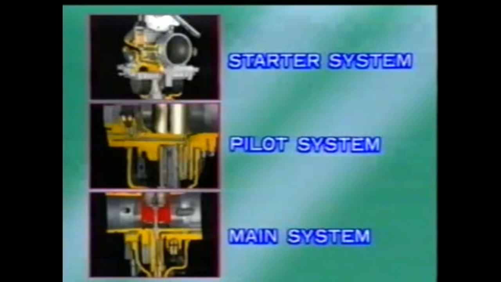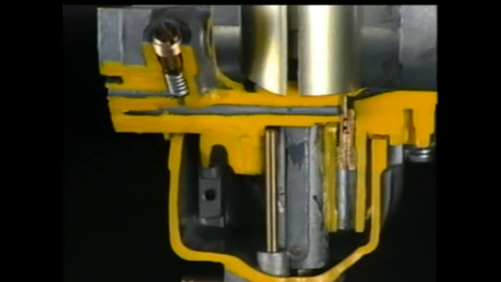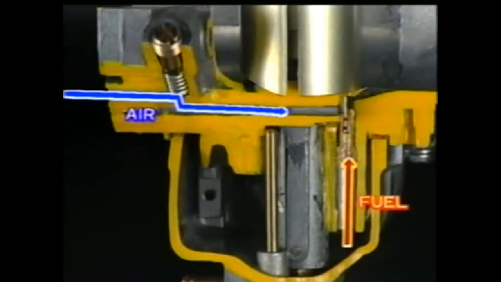In actual driving, however, in order for the carburetor to handle a wide range of driving speeds, the passages through which fuel is delivered are divided into the starter system, the pilot system, and the main system. The system that supplies fuel-air mixture to the engine at low speed is called the pilot system. In this system, both fuel passages and air passages are provided, assuring that the fuel-air mixture can be supplied to the engine even when the throttle valve is mostly closed.